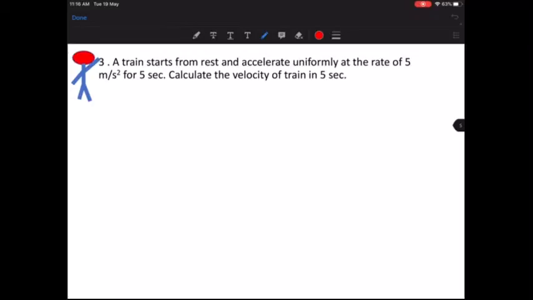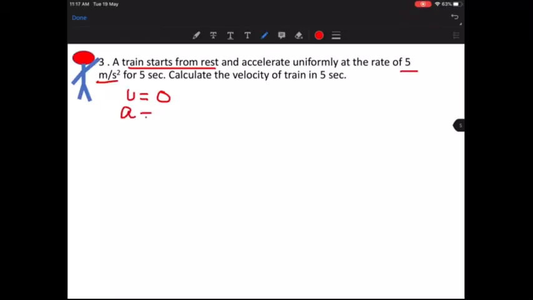So what is given to you? See, first read the first line. It starts from rest, which means your initial velocity is 0 because it starts from rest, correct? Accelerates uniformly at a rate of 5 meters per second square. Look at the unit, 5 meters per second square.